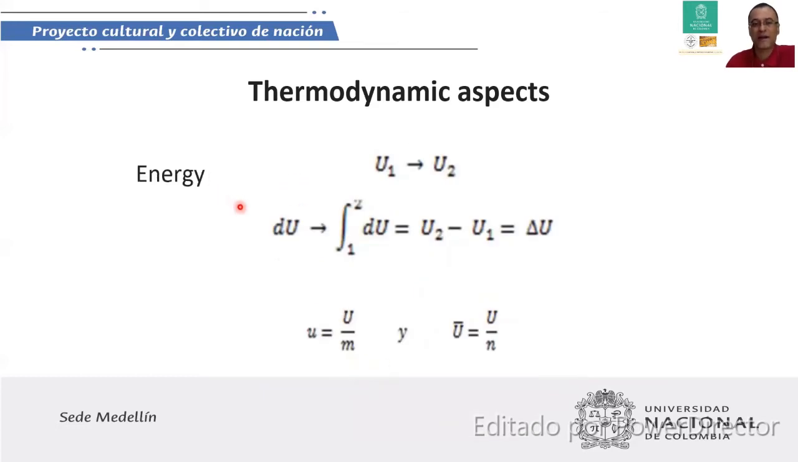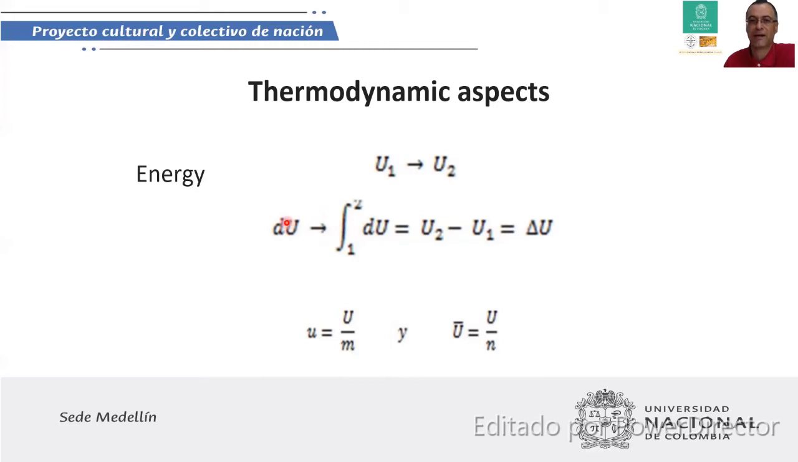We are going to define internal energy. Internal energy is a property that depends on the quantity of mass that a system has. In that sense, you could measure the internal energy in one state and the internal energy in the final state. You could measure the difference: delta U is the change of internal energy of a system, and you could measure it in the final state and the initial state, because internal energy is a property. Internal energy depends on the quantity of mass of the system.